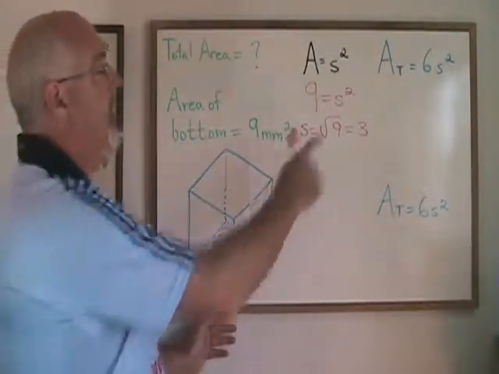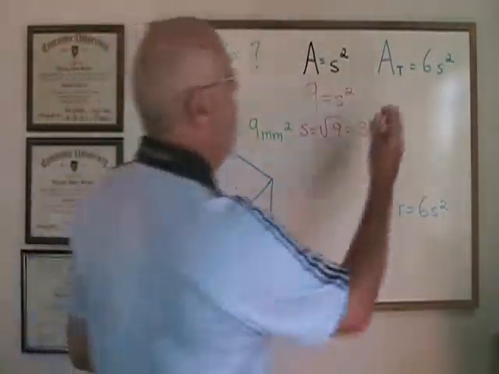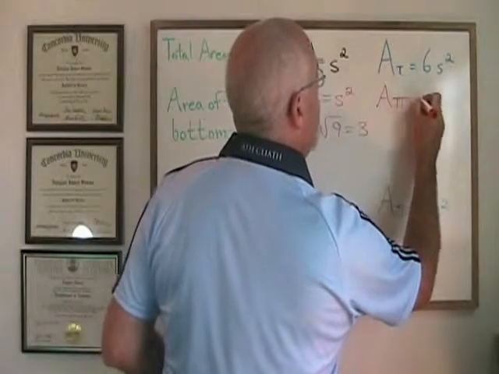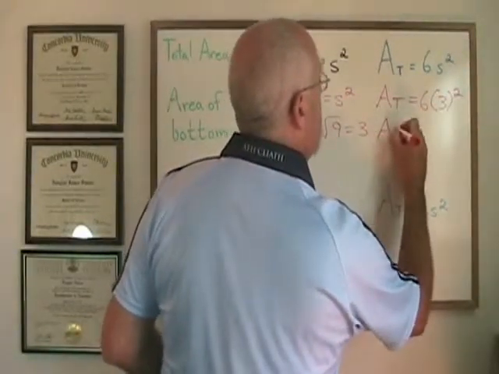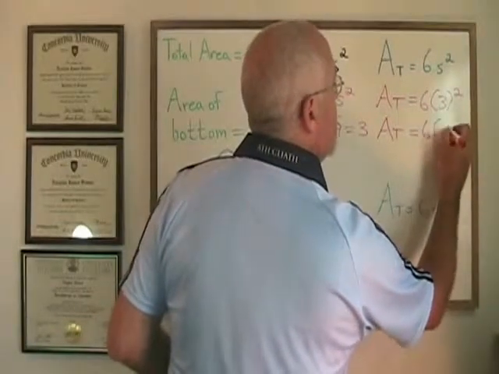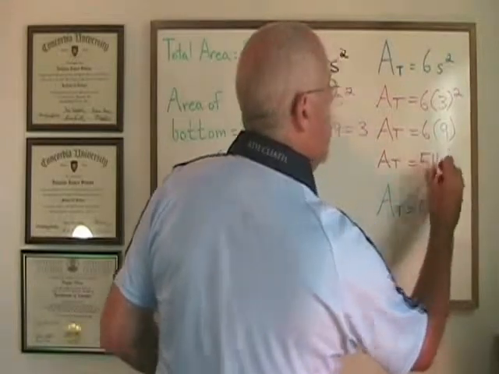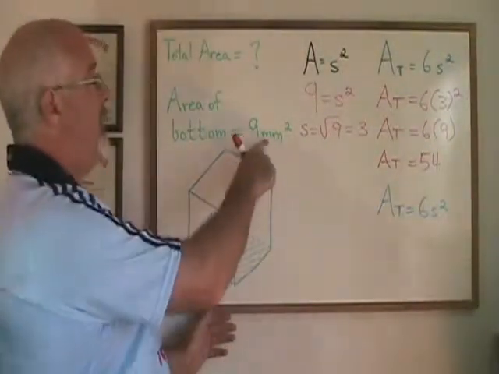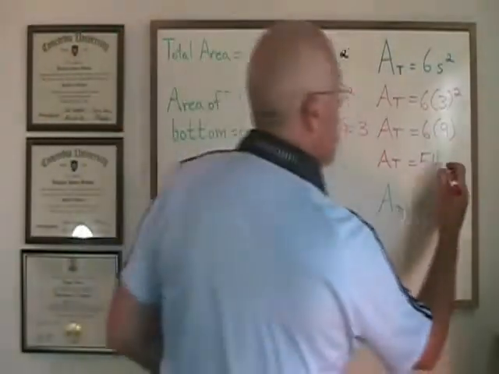And now I can plug that 3 side length into the total area formula. I get AT equals 6 times 3 squared, which is 6 times 9, which is 54. The unit of measure was millimeters squared, so this is still an area. It will also have a unit of measure millimeters squared.